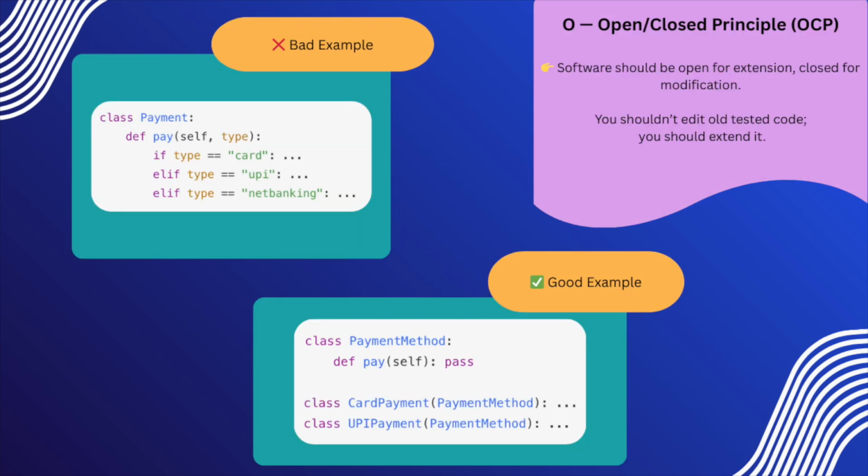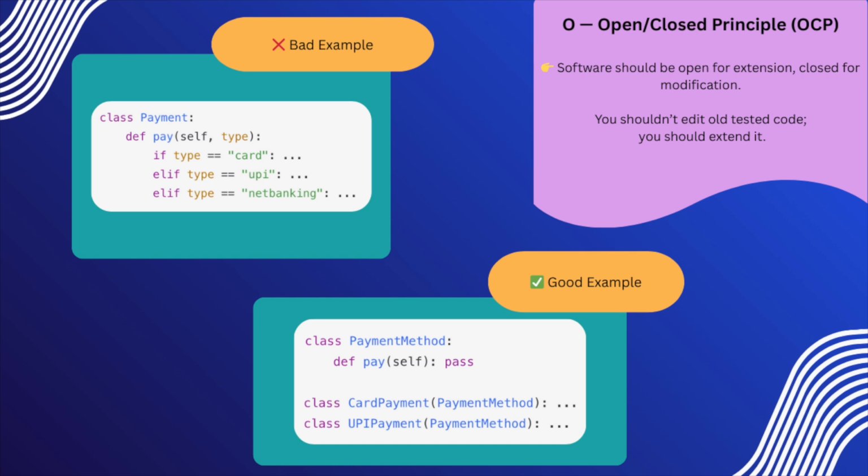Now the second one, open and closed principle: software should be open for extension, closed for modification. You should not edit already tested code, you should extend it. So what would be the bad example for this? Let's say in a single class and in a single function, let's say pay, you are defining all types of payment. Card will be handled by one function, UPI also, net banking also.